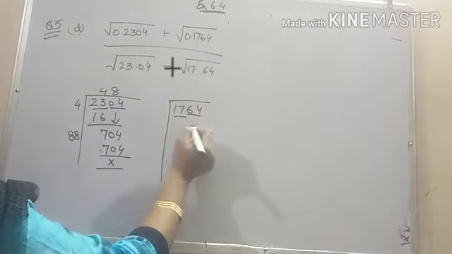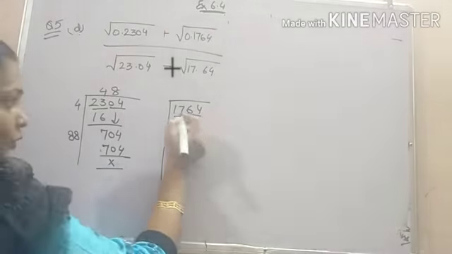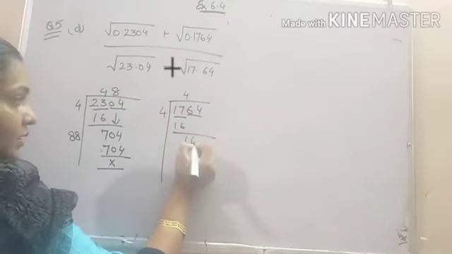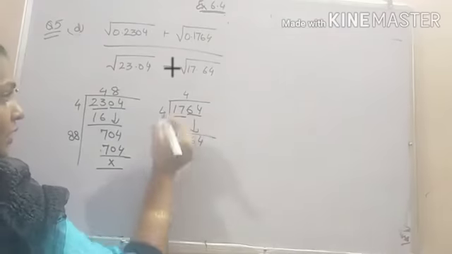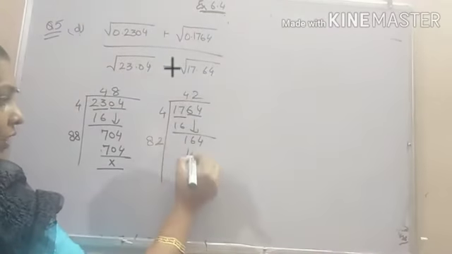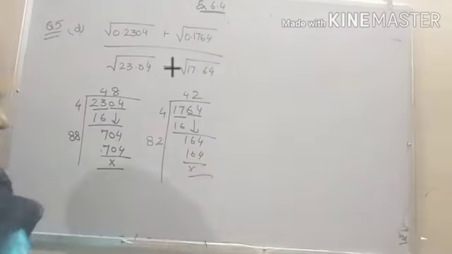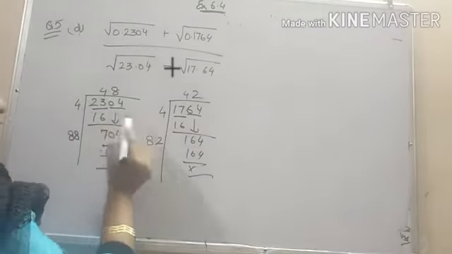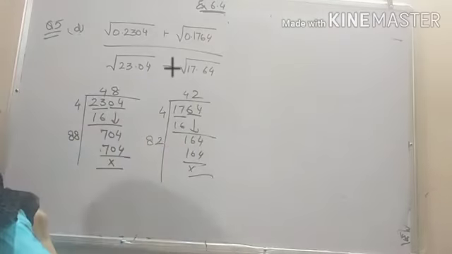Similarly, we will find the square root of 1764. 17. 4 4s are 16, 1. Bring the next pair down. Double of 4 is 8. Now 8 2s are 16. So 2 will come over here. So we got the roots of 2304 and 1764.